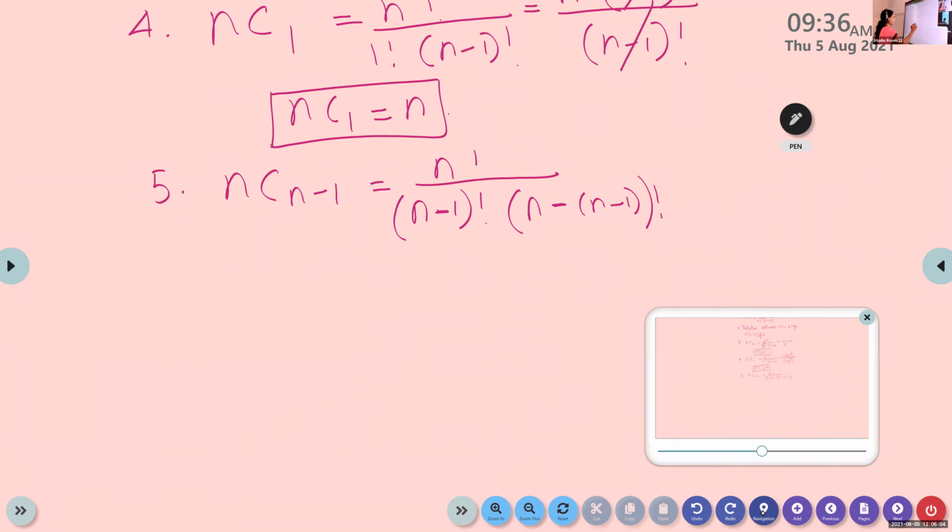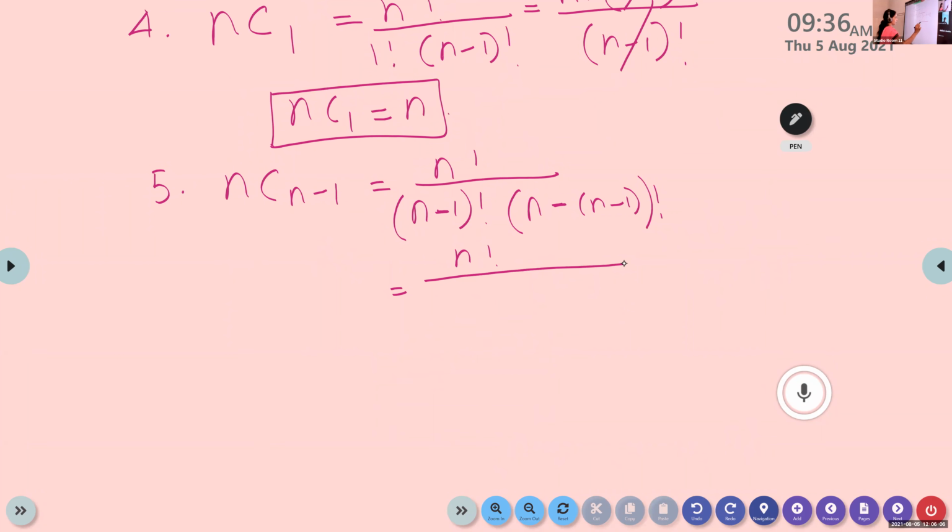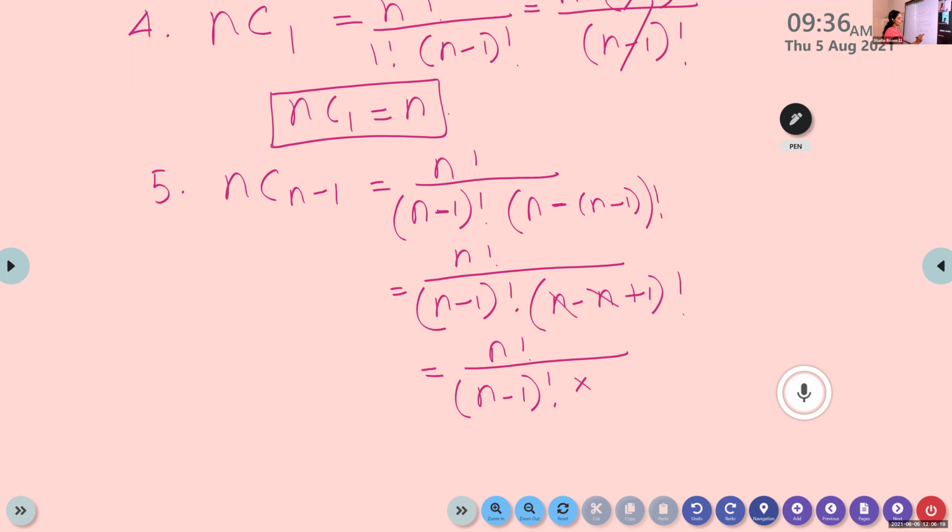Now if you simplify this, it will become N factorial by N minus 1 factorial. When you open the bracket, N minus N plus 1, so it is 1 factorial. So it is N factorial by N minus 1 factorial into 1 factorial. Now look at this. We have N factorial and N minus 1 factorial.